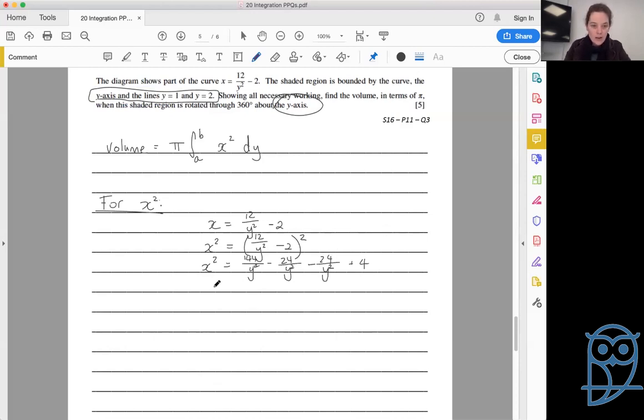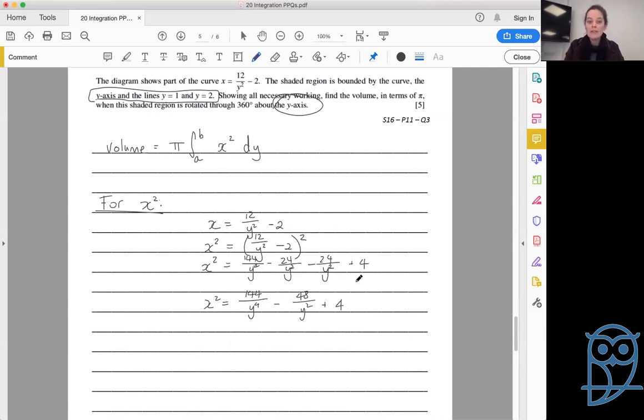Okay, so simplifying. x squared equals, let's actually give myself a bit more space, 144 over y to the 4 minus 48 over y squared plus 4. So we have now an x squared. But where are we heading? We're heading from here into integration.